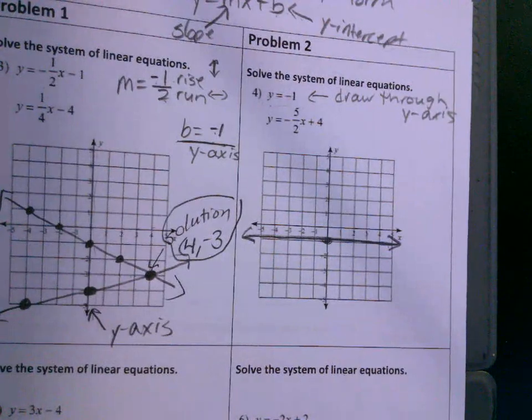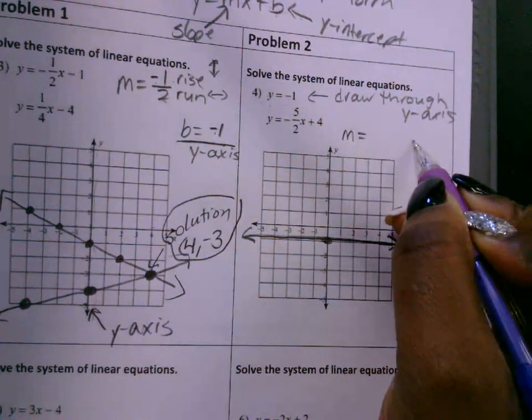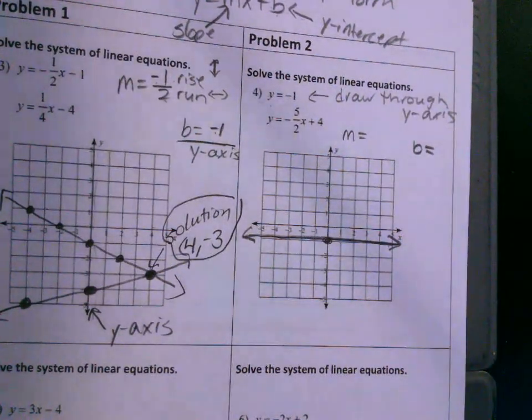All right, let's see if you can graph the second one. I'll give you a hint. You need to label your rise over your run. You need to label your slope and your y-intercept for that second equation. I'm going to pause for the cause.